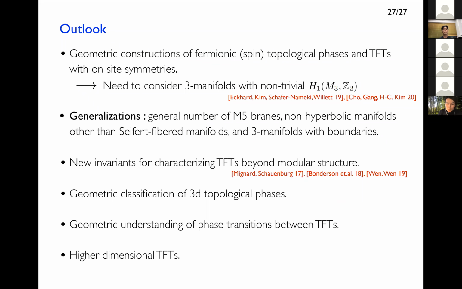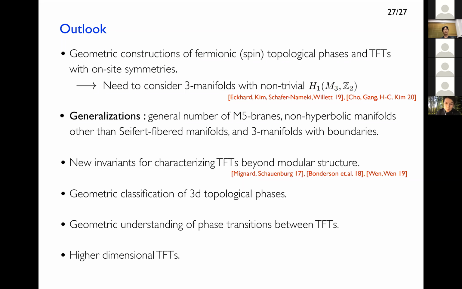The 3D correspondence for 3-manifolds with a non-trivial homology group was discussed in this paper. And in our paper, we used their result and constructed some of such TFTs using non-hyperbolic 3-manifolds with non-trivial H1. But in general, I think we need to further generalize our construction to involve more M5 branes and other non-hyperbolic 3-manifolds, and also 3-manifolds with boundaries. And with these generalizations, we can possibly realize all 3D TFTs in M theory.